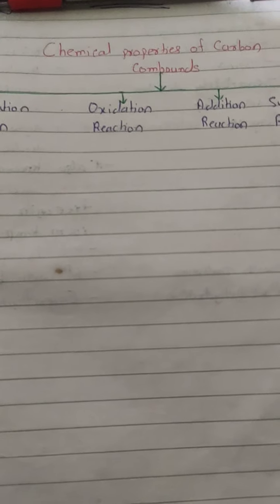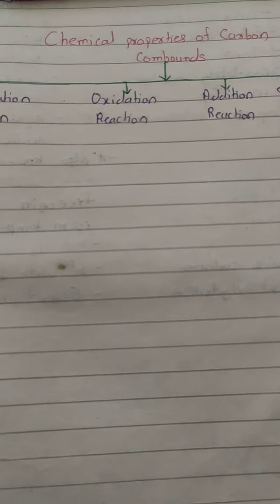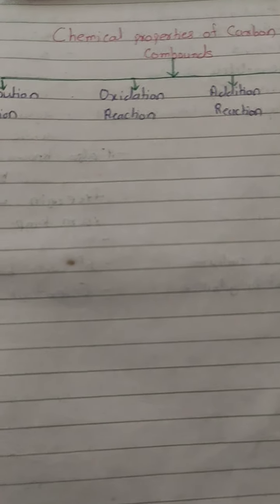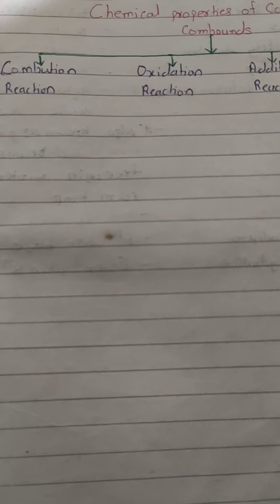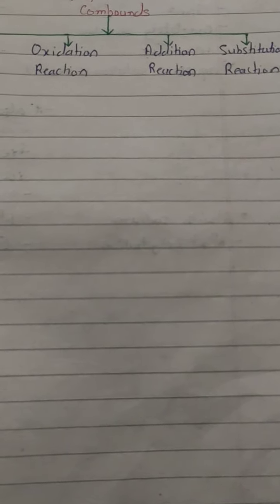Good morning, class. Our next subtopic is the chemical properties of carbon compounds. There are four properties of carbon compounds. First one is the combustion reaction. Second one, oxidation reaction. Third one, addition reaction, and fourth one is the substitution reaction. I will explain you one by one.